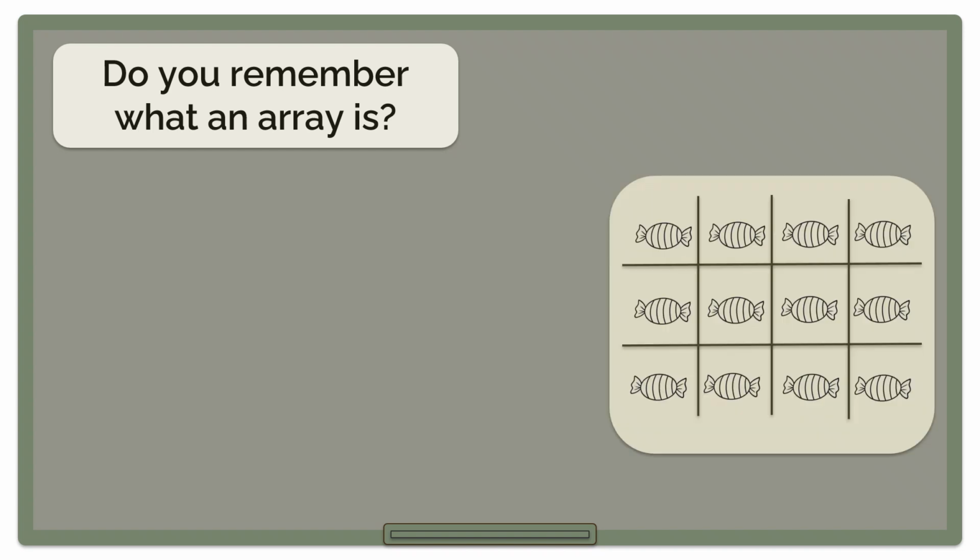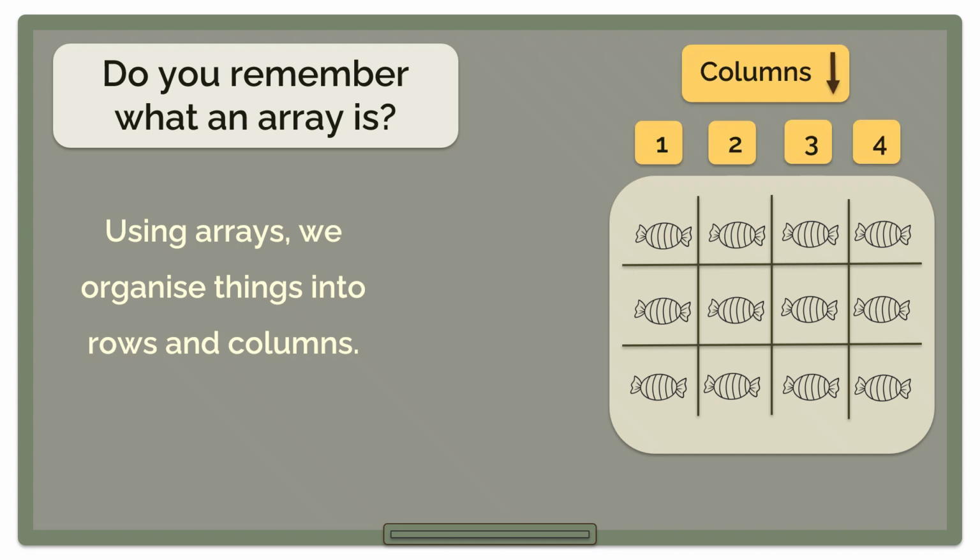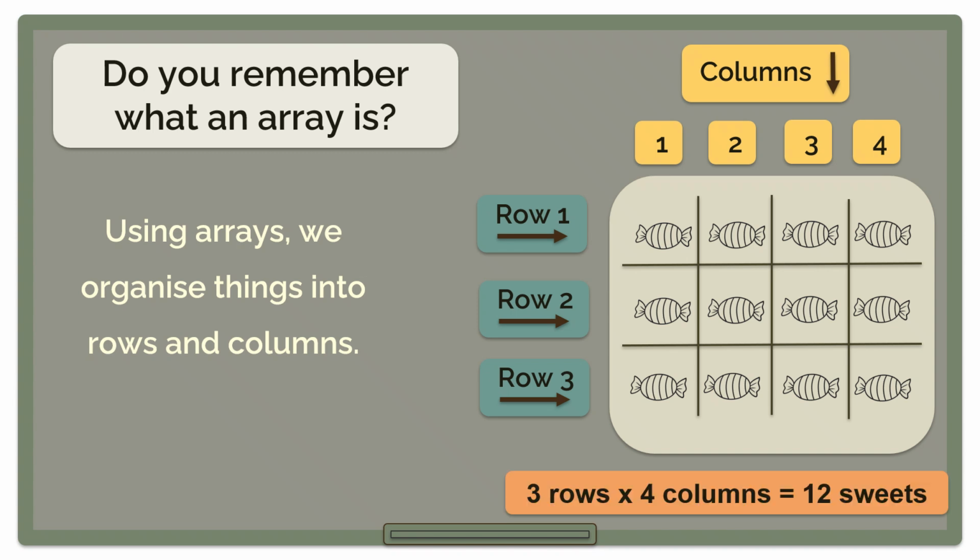Do you remember what an array is? That's right. And do you remember what we call the ones that go down? There are columns, so we've got 1, 2, 3, 4. And do you remember what we call the ones that go across? That's right, we have row 1, 2, and 3. So on our picture, we have 3 rows by 4 columns, which equals 12 suites altogether. If I was to show that in a repeated addition, it would be 4 plus 4 plus 4, which is the same as 3 multiplied by 4.